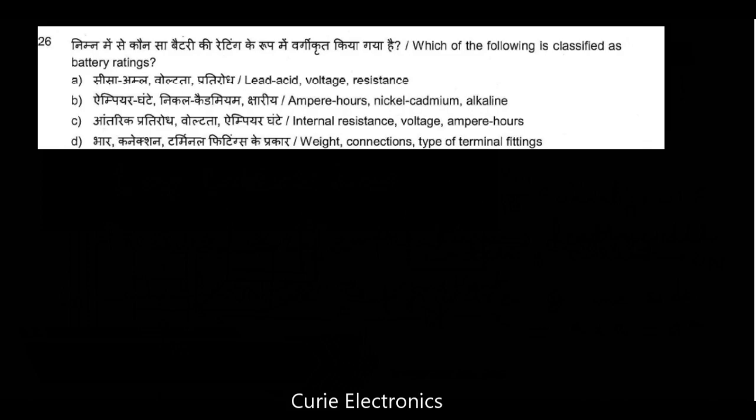Which of the following is classified as battery ratings? In these options, first you have to look for the ampere hours. Then you should mention what the voltage is. So that answer option is the right answer: internal resistance, voltage and ampere hours.